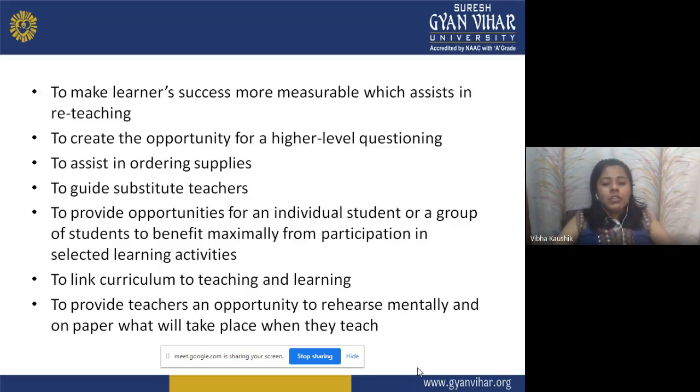Now, to provide teachers an opportunity to rehearse means he will decide that these questions can be asked, this can be the previous knowledge of the student. He is rehearsing mentally, and on paper means he will decide that I will ask these questions, these can be the difficult words which the student can face during the teaching learning process. He is rehearsing everything that will take place when they teach, and these are the problems they will face when they actually go for the teaching learning process.